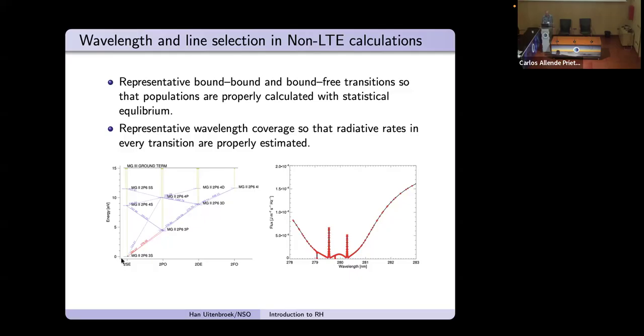So if you have this set of transitions in your model atom, for instance, in this particular case, these are the 2 magnesium 2 H and K lines, then all of these lines generate a set of wavelengths that are then ordered and sorted in increasing wavelength, and that are then used in the formal solution of the equation of radiative transfer.